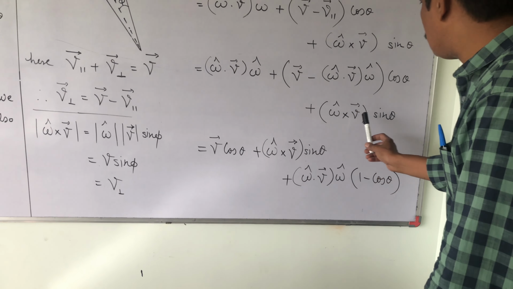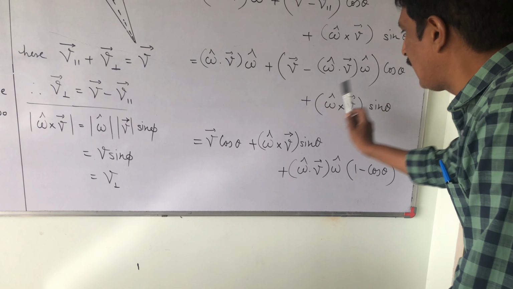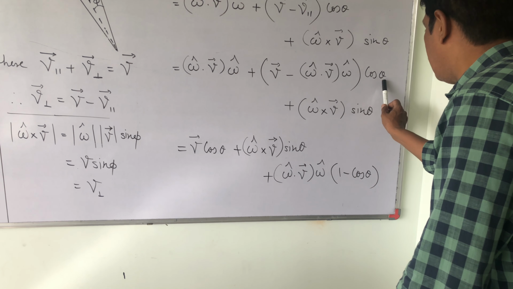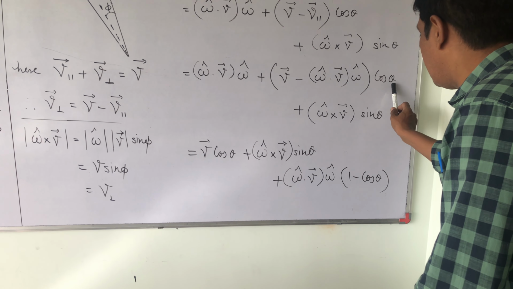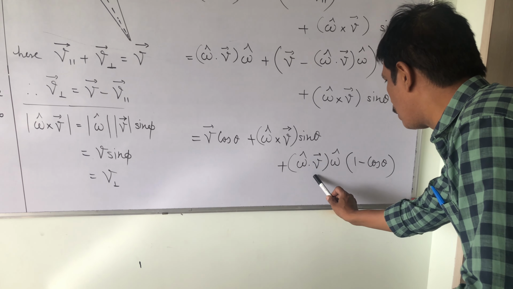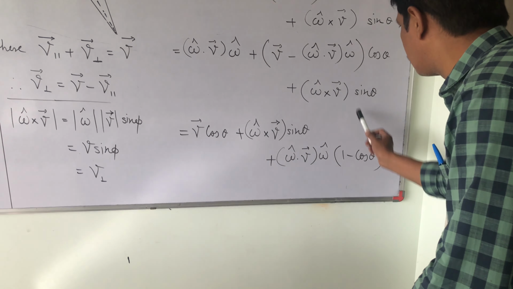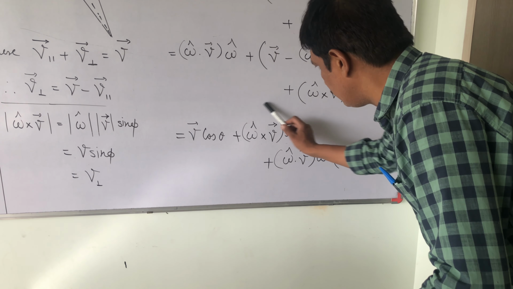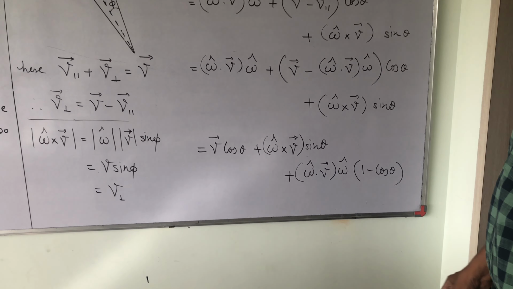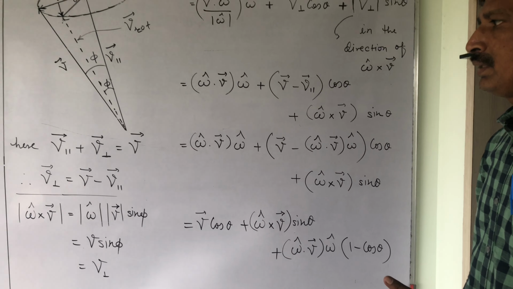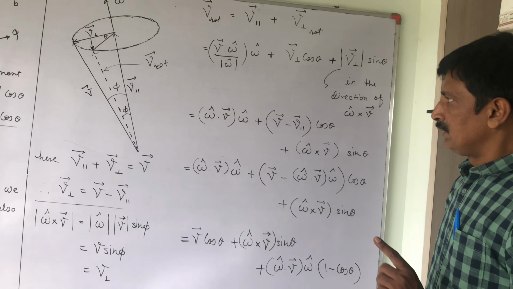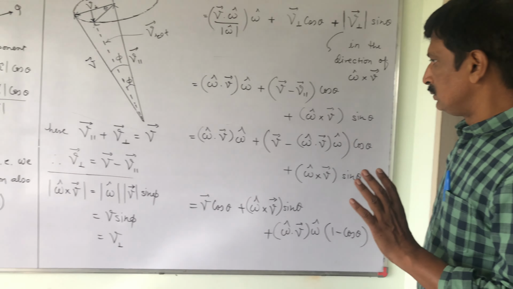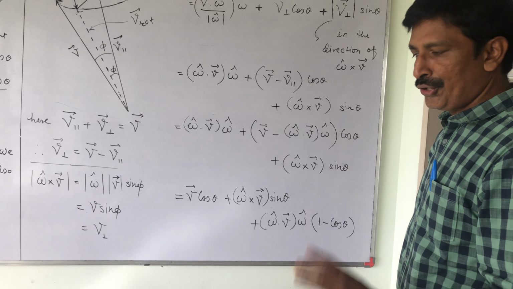Now this one, V cos theta, I have written first. This one and this minus this one cos theta. So taking common cos theta, we get omega cap dot V into omega cap into 1 minus cos theta, and the last term I have adjusted in the middle. This is the Rodrigues formula for rotating a vector about a random axis. I think in 1840 that work was done by Rodrigues.